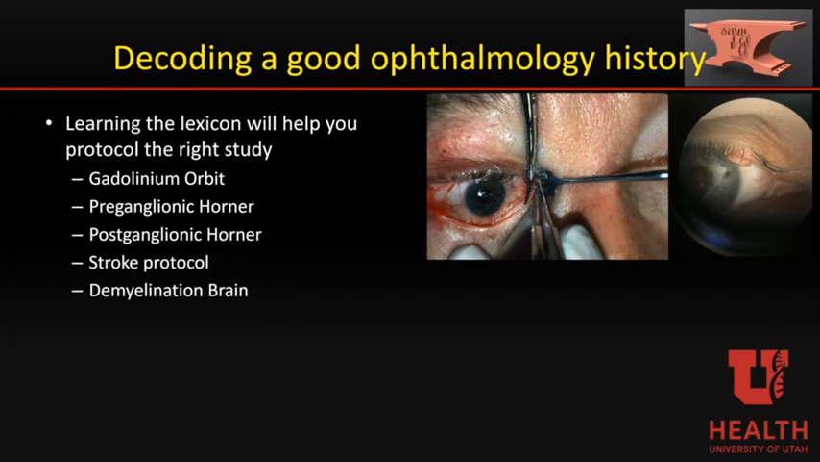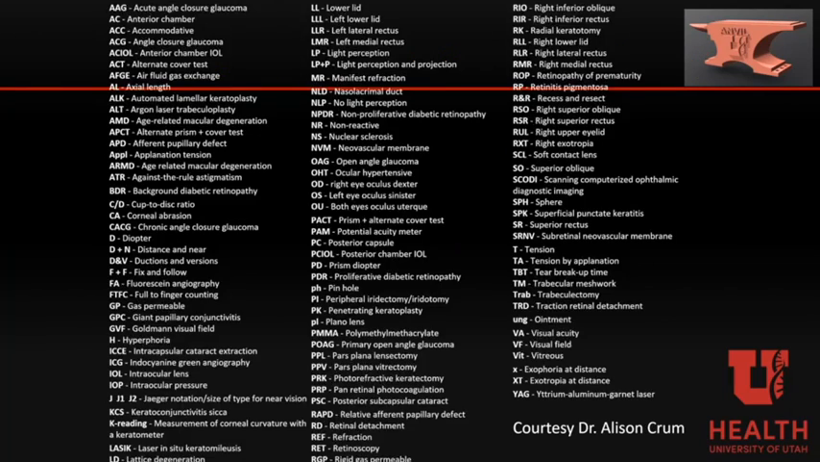Decoding a good ophthalmologic history may really help you protocol the right study to decide whether you want to get a standard gadolinium orbit, a pre- or post-ganglionic Horner's protocol, a simple stroke protocol, or demyelination protocol of the brain. Thankfully, there's no shortage of acronyms in ophthalmologic evaluation. We've provided just a few here to help you translate those occasionally cryptic clinical notes.